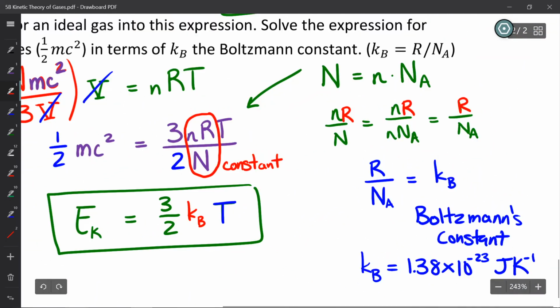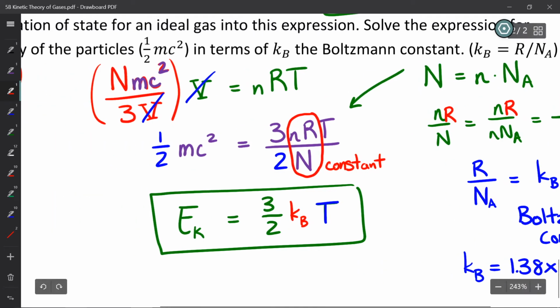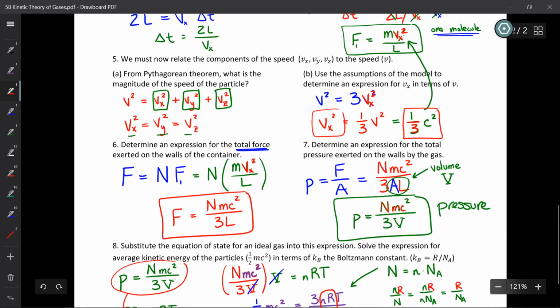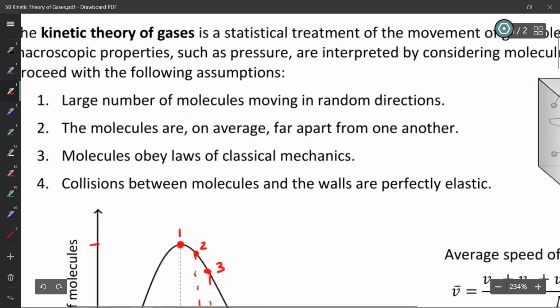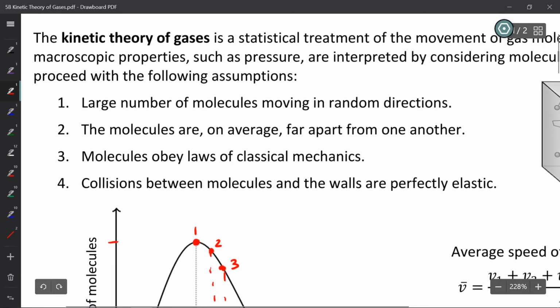You need to know that Boltzmann's constant is R over N_A. You need to know this equation. But all these other details in between, you don't really need to know about. And the last thing is you need to know about the assumptions that we made in deriving this model. You will have to be aware of these assumptions.